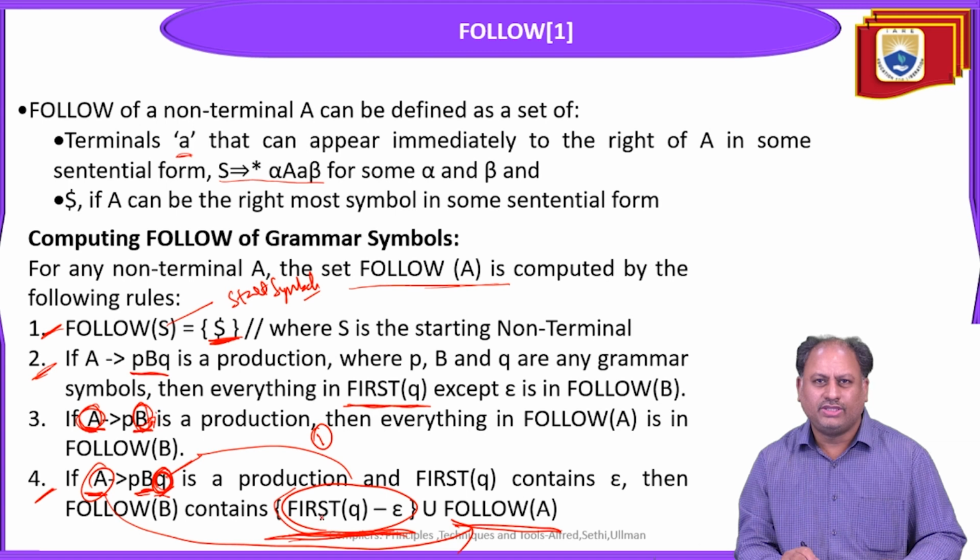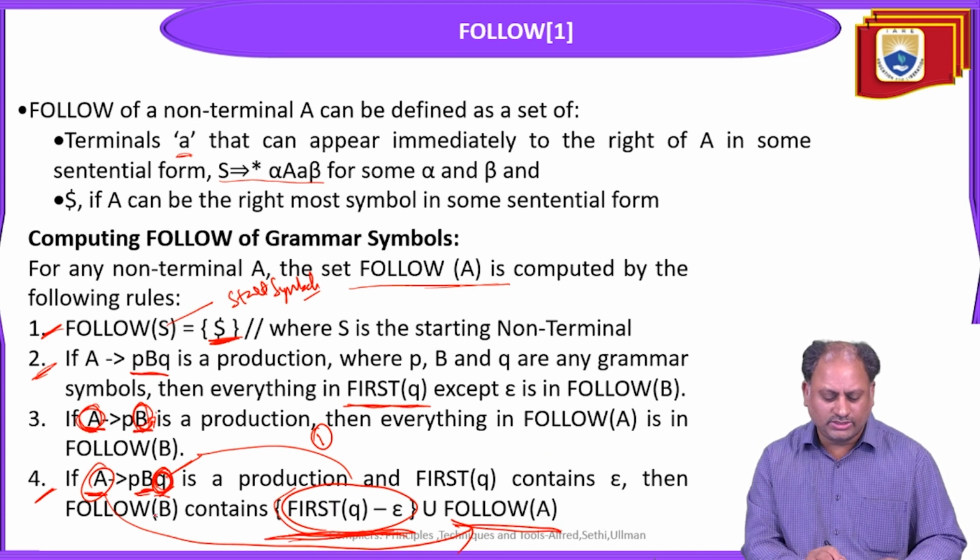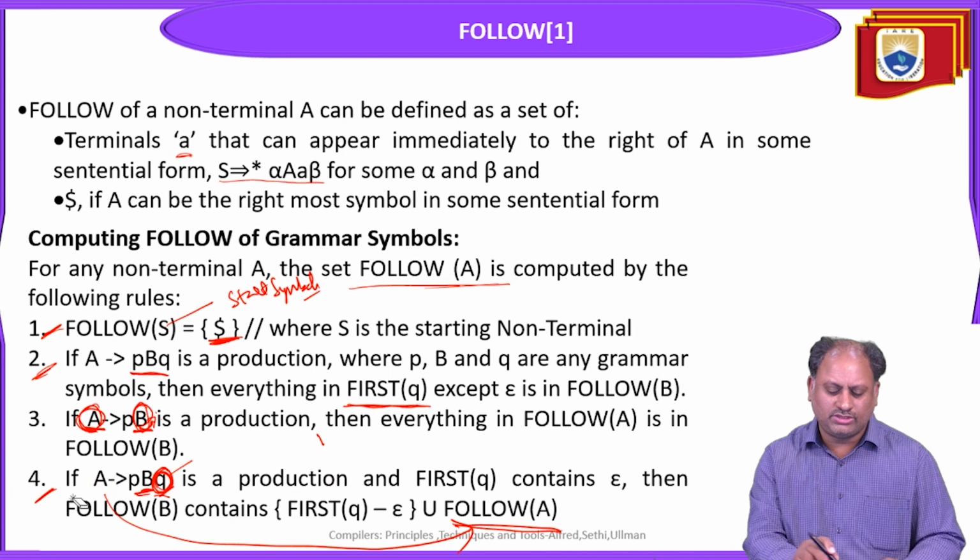The first one is the immediate next variable, whose first is to be calculated excluding epsilon. Sometimes the result may contain epsilon, so that is to be avoided. First we calculate the result for Q, and if any epsilon is there, we eliminate it. If the result does not contain epsilon, we take it as it is. Whereas for the follow computation, we write the same as follow of A.